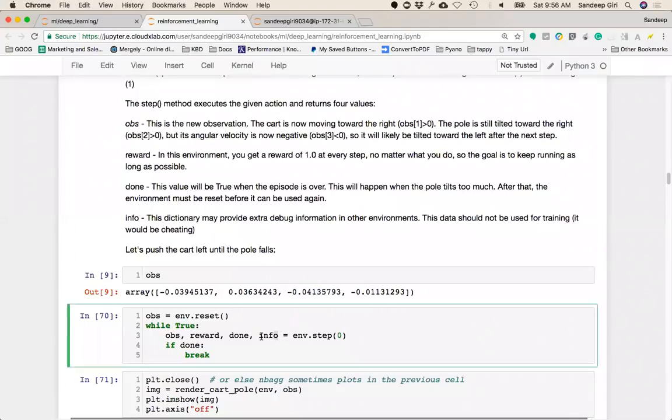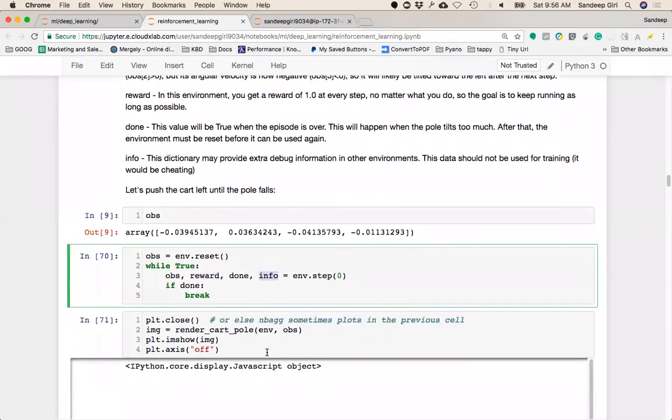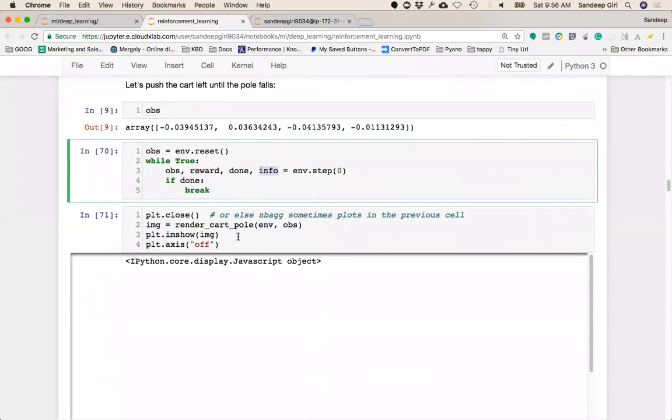So here, when we say environment.step, it returns us 4 values. First one is the observation that we discussed just now. Second one is the reward. In this game, you get 1 point at every step. And done will be true if the game is over. And this info is extra; it provides extra information for debugging and so on.